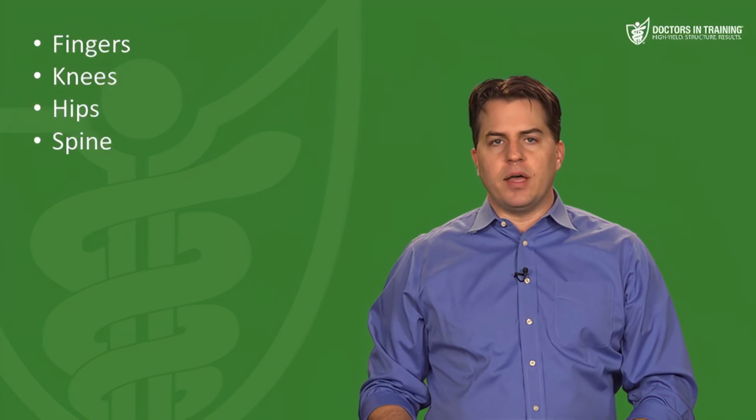One mnemonic for remembering which name goes with which joint is to let the O in Bouchard remind you of the O in proximal. So Bouchard's nodes are found in the proximal IP joints, and Heberden's nodes are found in the distal IP joints. The joints most commonly affected in osteoarthritis are the fingers, the knees and hips, and the spine.